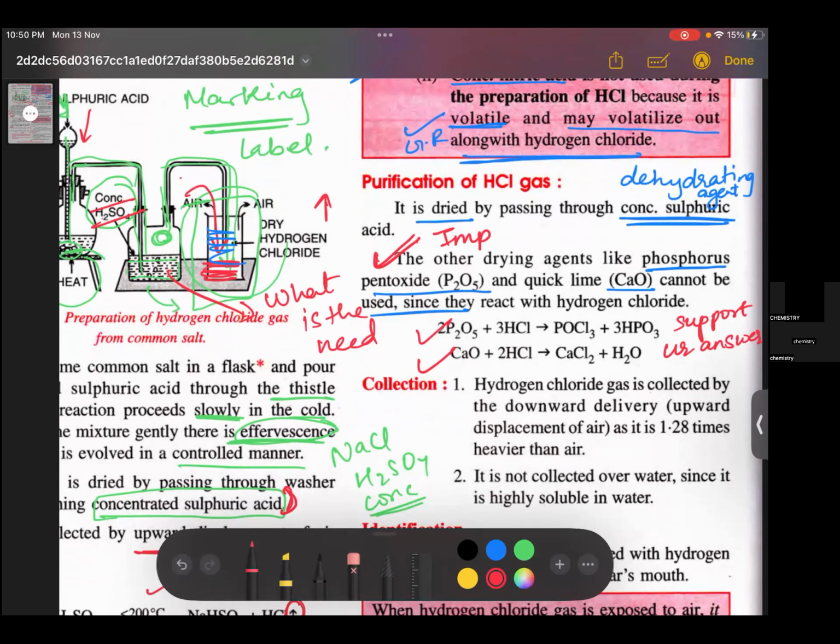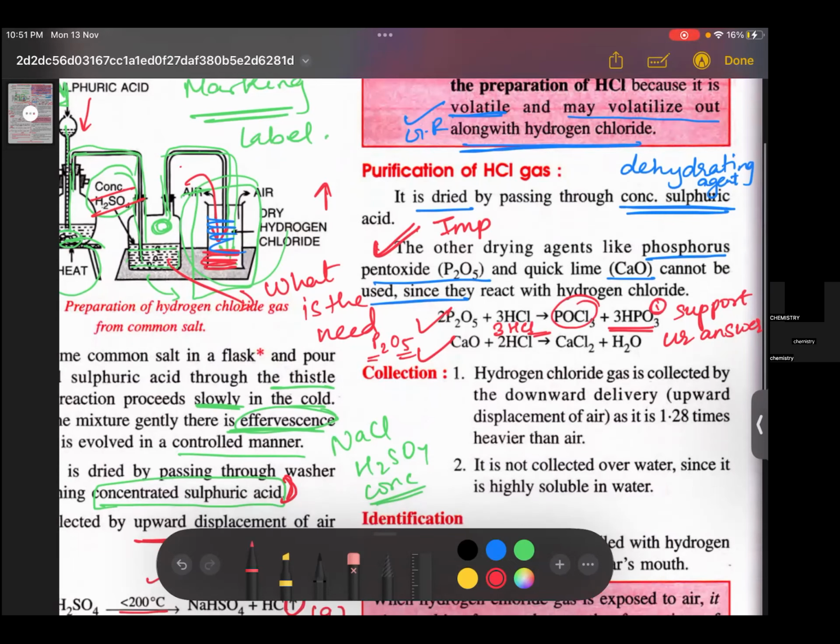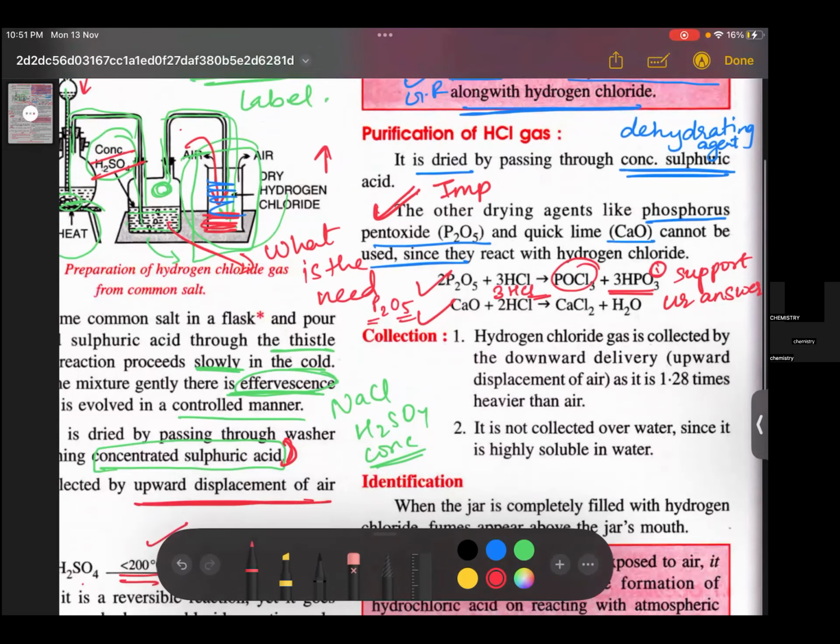So P2O5 plus HCl gives POCl3. So you have P2O5 and you have HCl. First you have a P, an O, and a Cl3. When you balance it, it will give you POCl3 plus 3HPO3. And CaO plus HCl, this is your basic reaction. The first reaction is a little tricky to learn. The second reaction is a basic reaction.